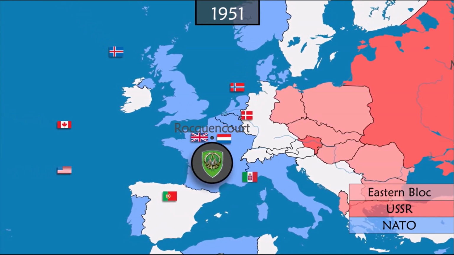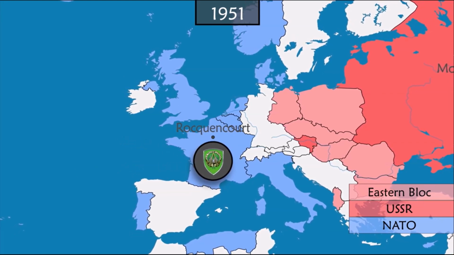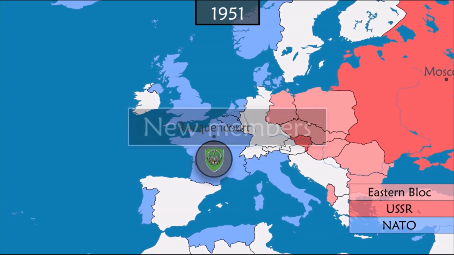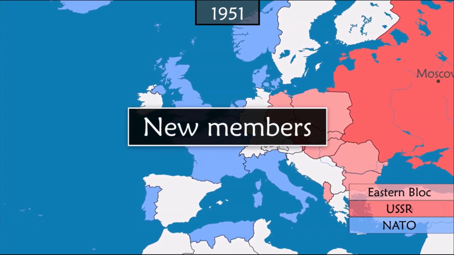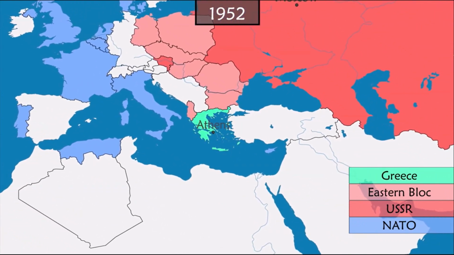They establish a headquarters at Rocancourt, close to Paris. Each member country will provide, at its own expense, military forces that will be placed under its command. The future President of the United States, Eisenhower, becomes the first Supreme Commander.